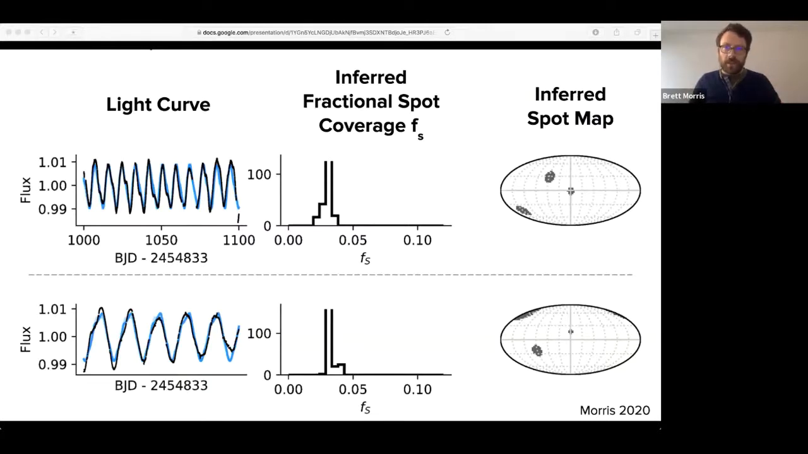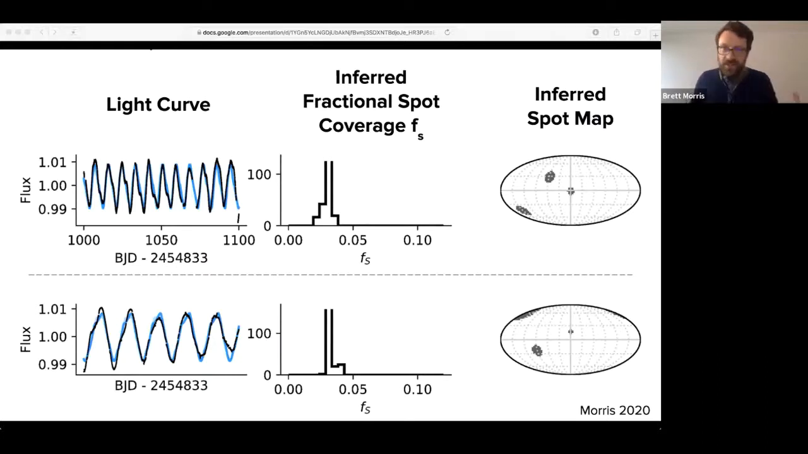This is from a paper that I published this year where we tried to infer the spot coverage on these stars using an ensemble fitting technique, where we looked at groups of stars that have the same age and then tried to marginalize over the fact that we don't know the inclinations of the stars in order to figure out how spotted they are. And so we've recovered maps that look like the maps on the right.